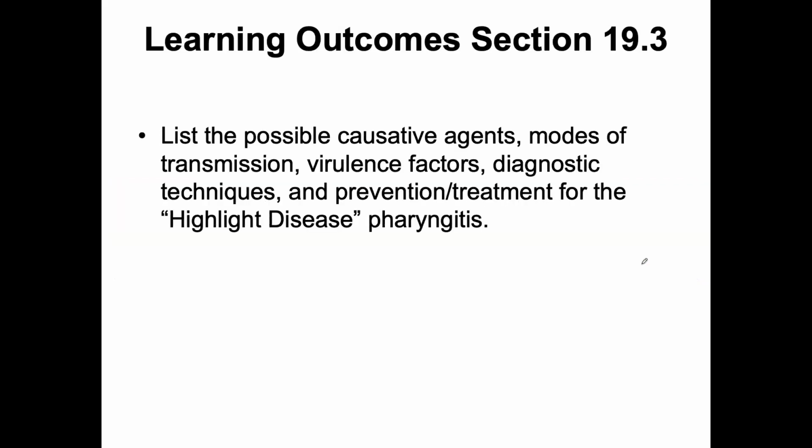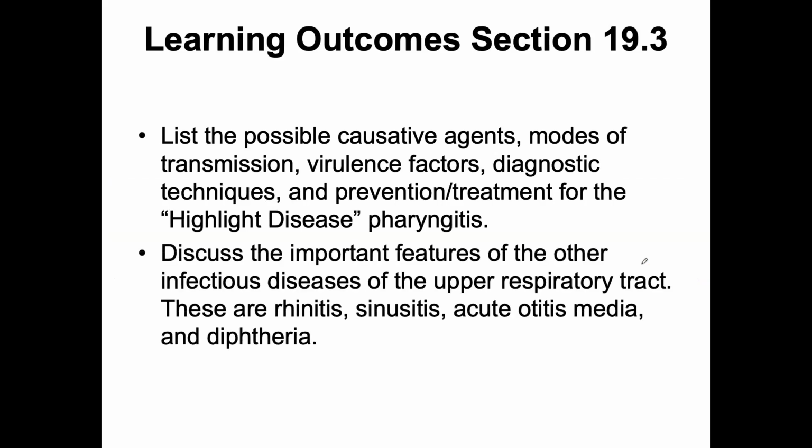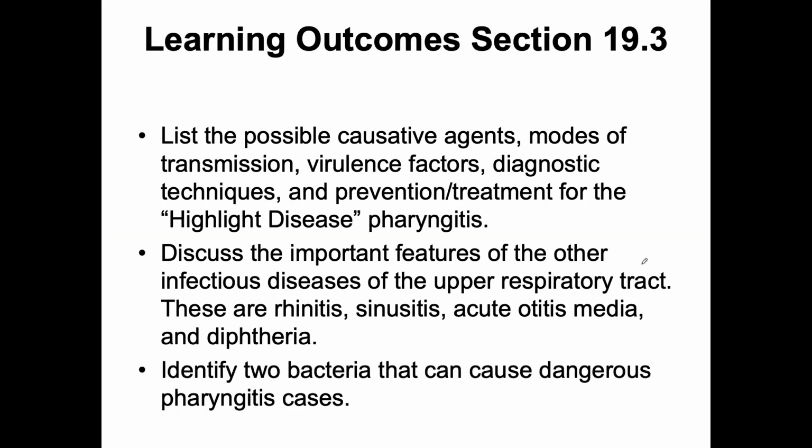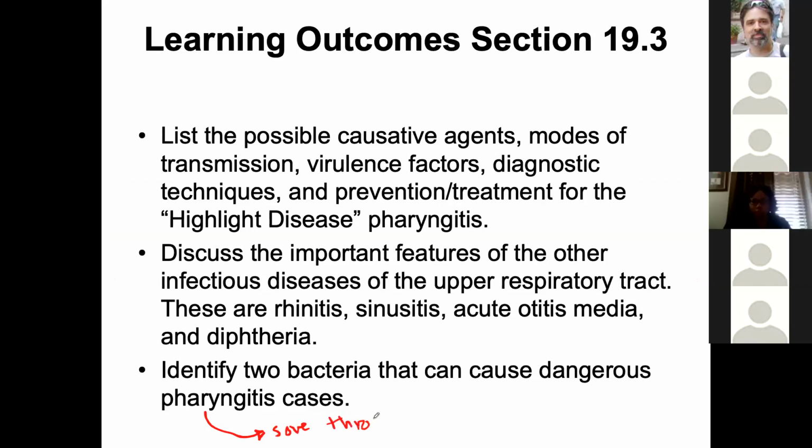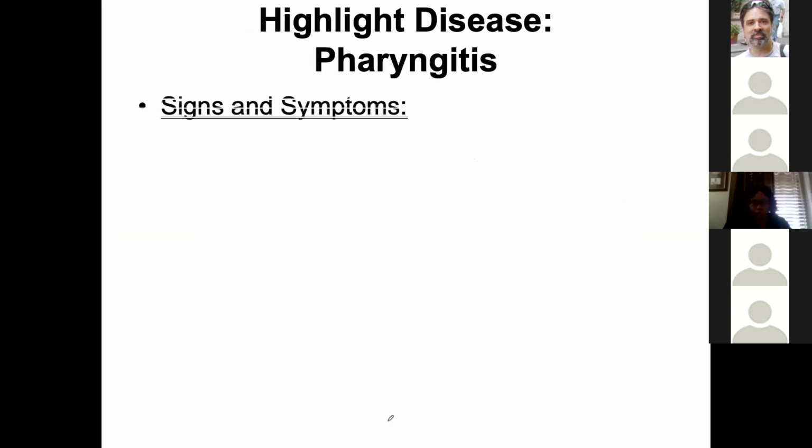So let's talk about some of the diseases that can hit the respiratory tract. We'll also discuss otitis media, rhinitis, and a few other diseases as well. And then two bacteria that can produce dangerous pharyngitis. Pharyngitis, you know better as sore throat.